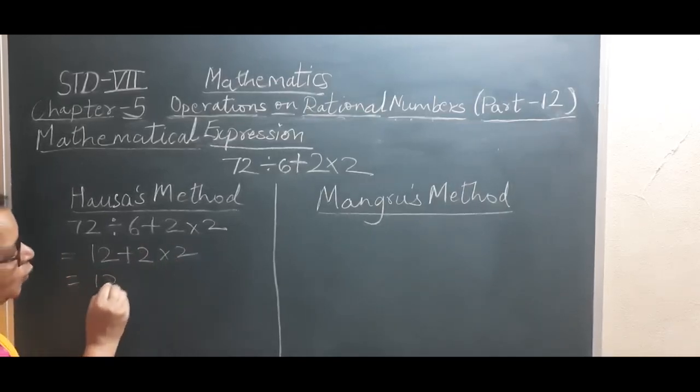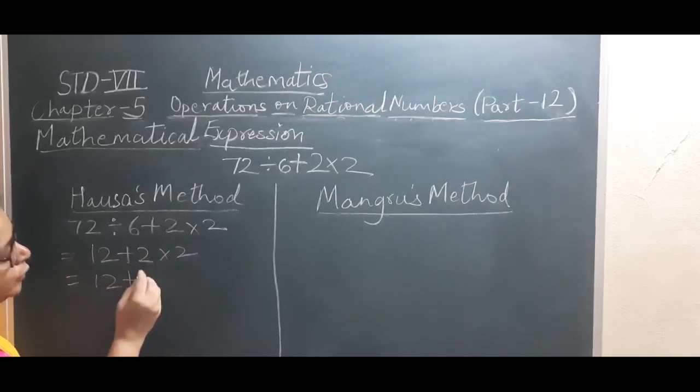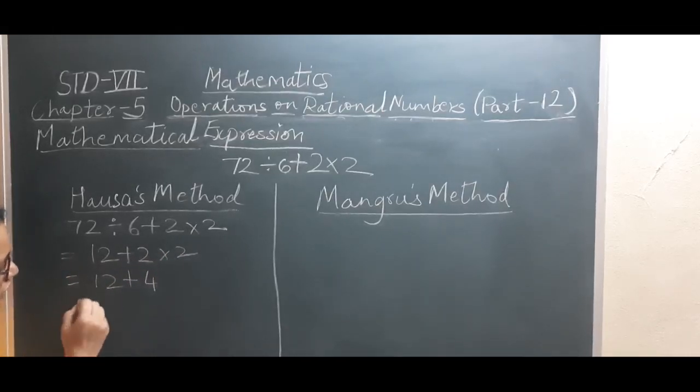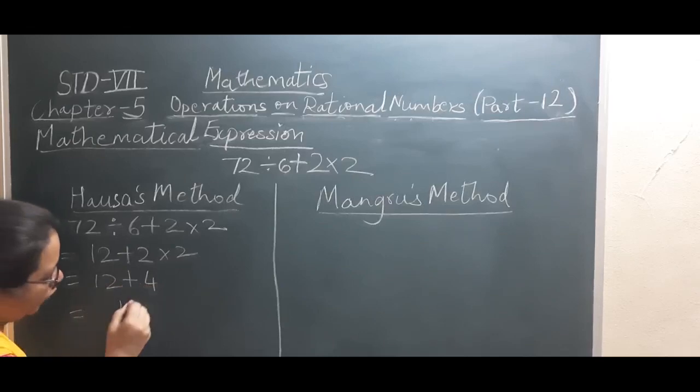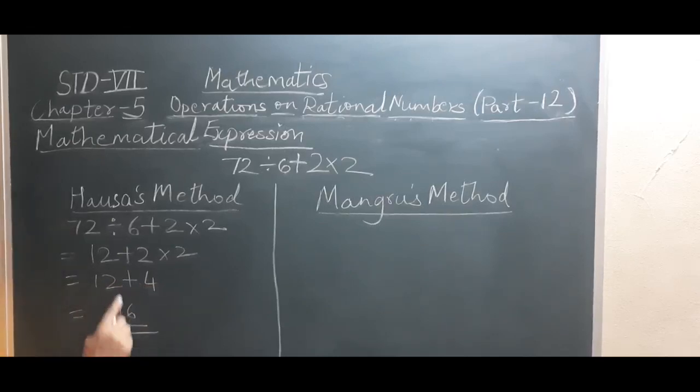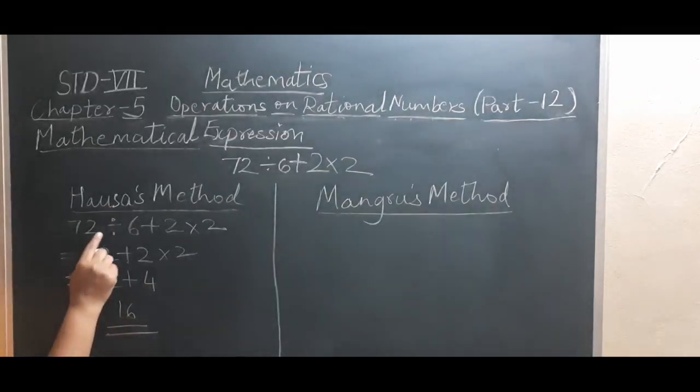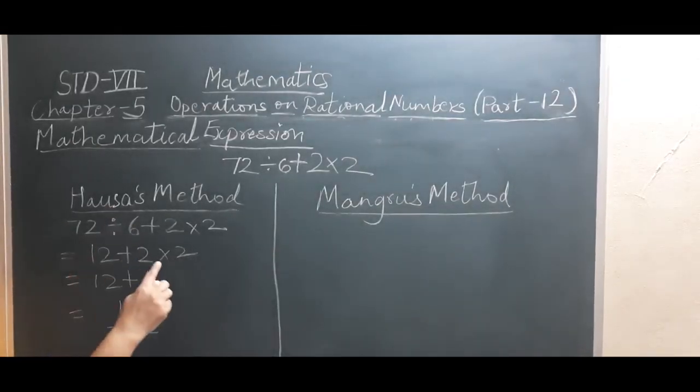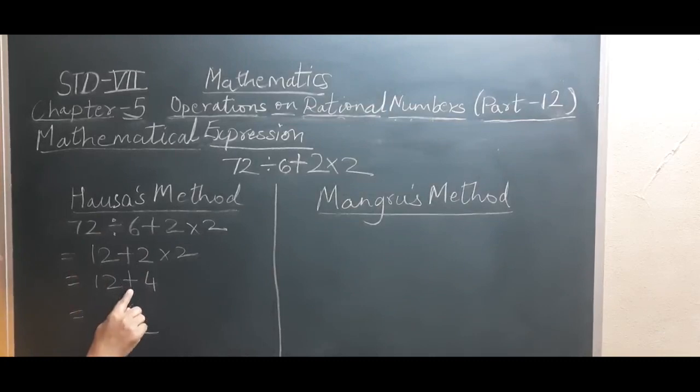Next step, 12 plus 2 into 2 is 4. Third step, 12 plus 4 is equal to 16. So children, by Hauser's method, we have got the answer 16. He has first divided, then multiplied, and in the last step, he has added the numbers and got the answer.